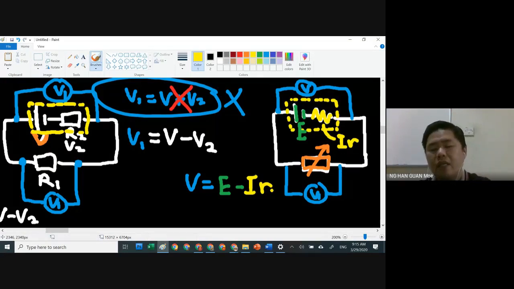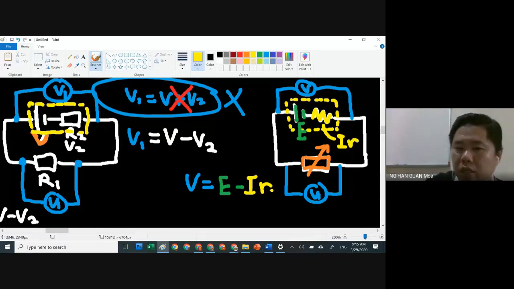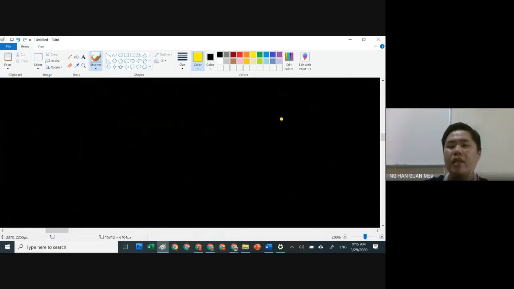So why is this equation not provided in the exam? Now I let you know the reason. If you understand, you already know why it isn't provided. Because it's a part of the series circuit that you studied. Okay, so now we practice the calculation. We start from the normal circuit first.